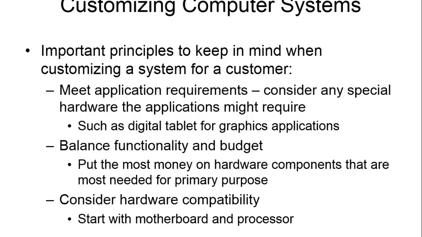When customizing, make sure that you're spending the money that's needed on those hardware components so that you are meeting the customer's needs. You obviously want to give your customer options, but make sure that you're not getting too cheap on those primary components. And make sure that you're considering, as we've talked about before, all hardware compatibility. Start with your motherboard and processor and work your way up. Make sure that what you are getting for this customized system is going to work and that everything's compatible.